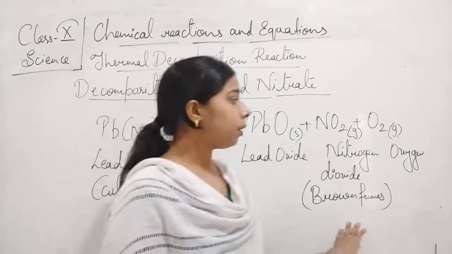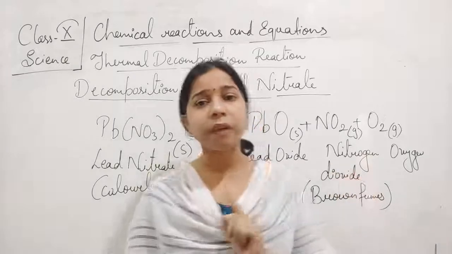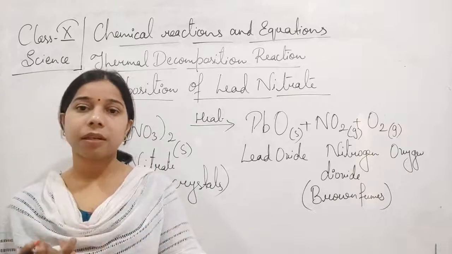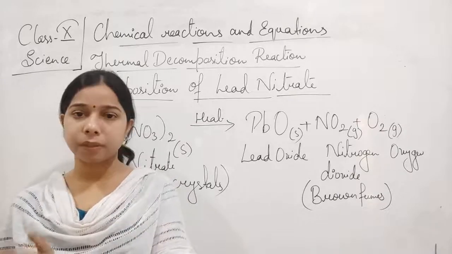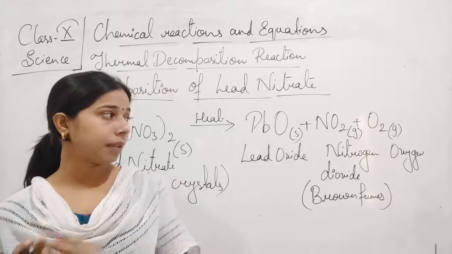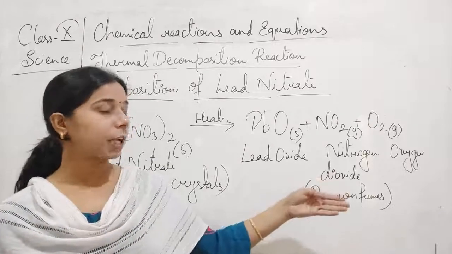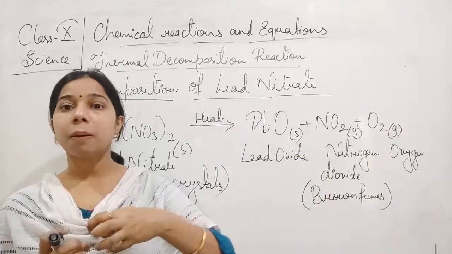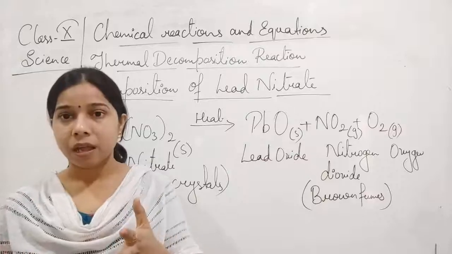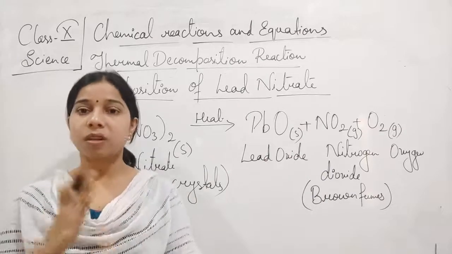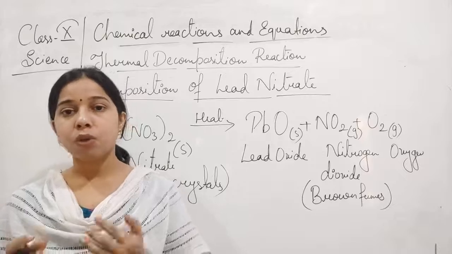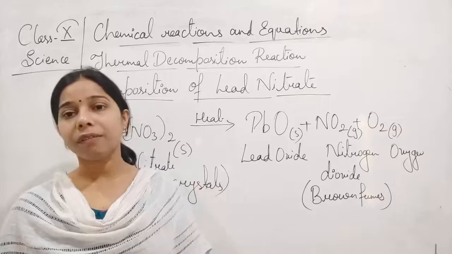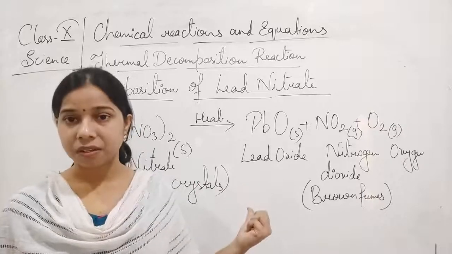And not only this, but oxygen is also evolved. So how will we come to know that oxygen is also coming? We will take a burning splinter, and when we take it to the mouth of the boiling tube, it will burn with a high flame, and this proves, since oxygen supports combustion, that oxygen is also evolving from this particular reaction.